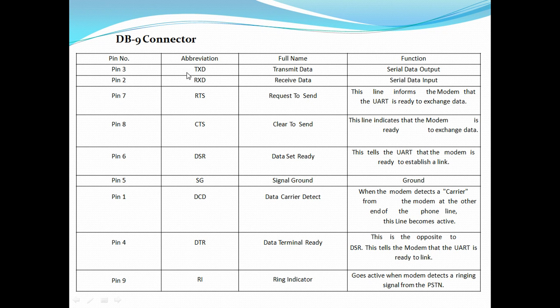Pin number 3 is used for transmission. This is the TXD pin. It is used for transmission of data; the serial data output function is carried out from this particular pin. The next pin is the RxD pin. As usual, it receives the data. This is serial data input. This is the function of this particular pin. Next, request to send. This is the third pin, which is used for informing the modem that the UART is ready.